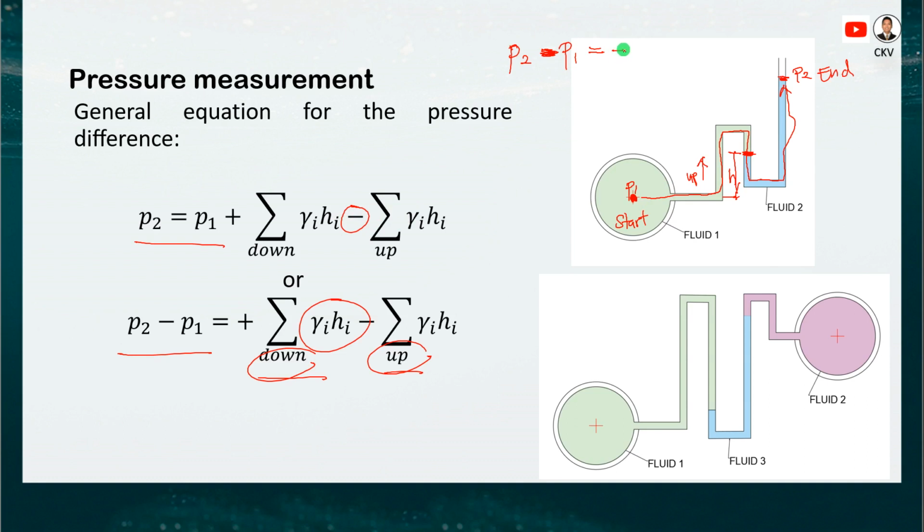So it goes up, so we will use a negative sign for upward direction. So we have the negative product of the unit weight of fluid 1 multiplied by its corresponding difference in elevation or its pressure head, which is H1.